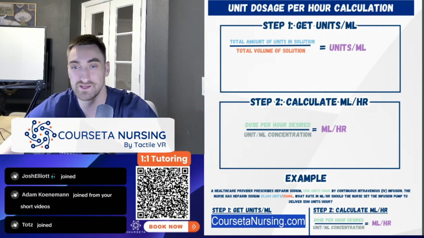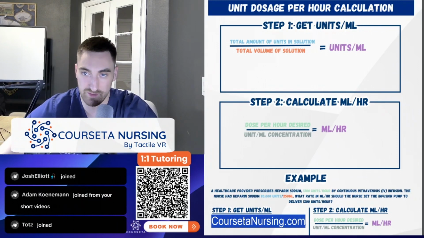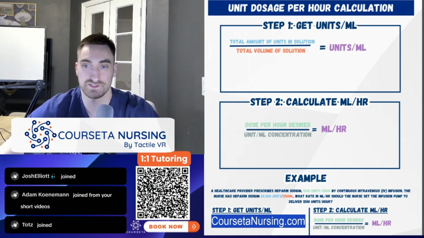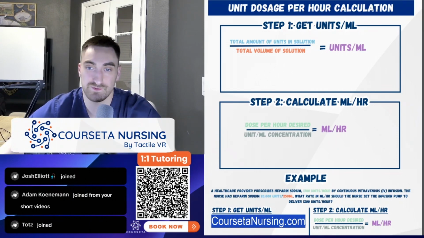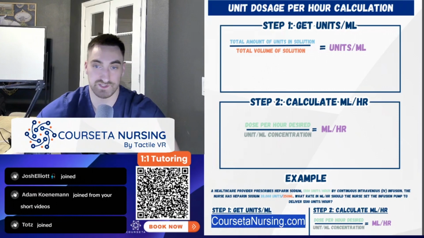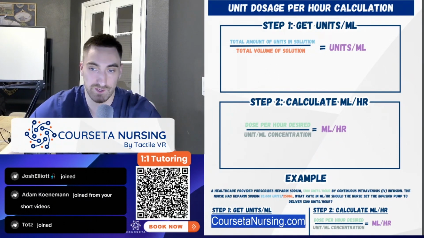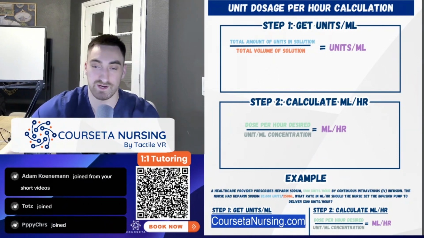All right, then after you get that, the reason why you want to get units per ml first is because step number 2, the formula requires a unit per ml concentration. All right, so step number 2, you want to calculate mLs per hour. So dose per hour desired. So what does the doctor want? Well, you would put that in there, divided by the units per ml that you just found with step number 1. And then that's where you would get mLs per hour.